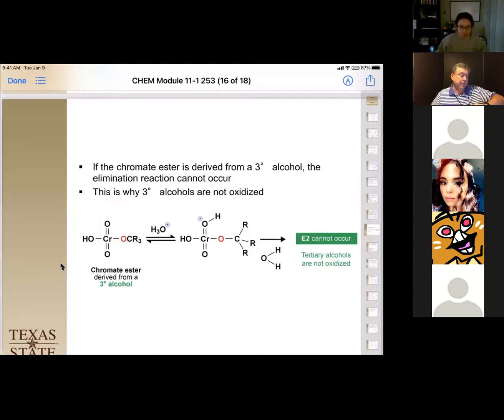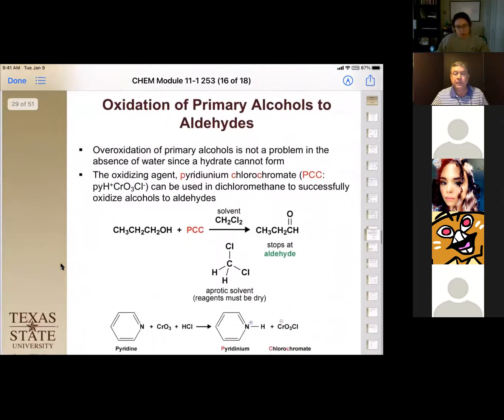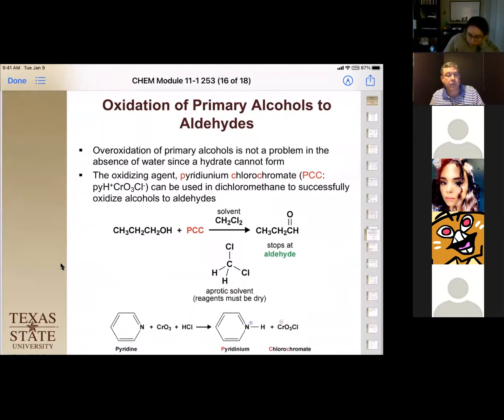We've got about 9 minutes left, so I'm going to introduce a way to stop at the aldehyde. Chromic acid is too strong, and it's using water. That water in that reaction will react with that aldehyde to create a hydrate, which is then susceptible to oxidation by chromic acid. So the key to stopping at the aldehyde is remove water. But chromic acid is not soluble in solvents without water.